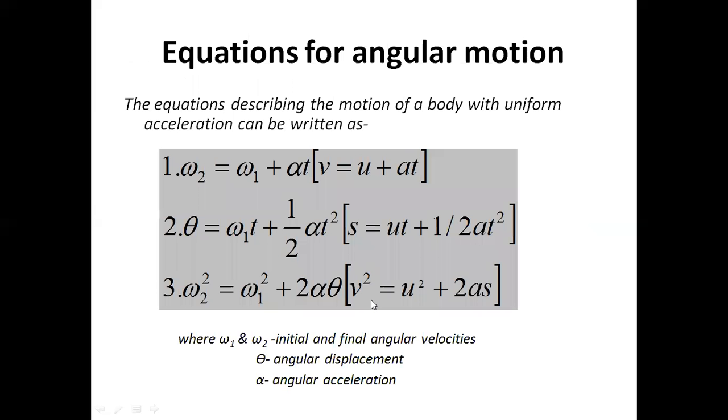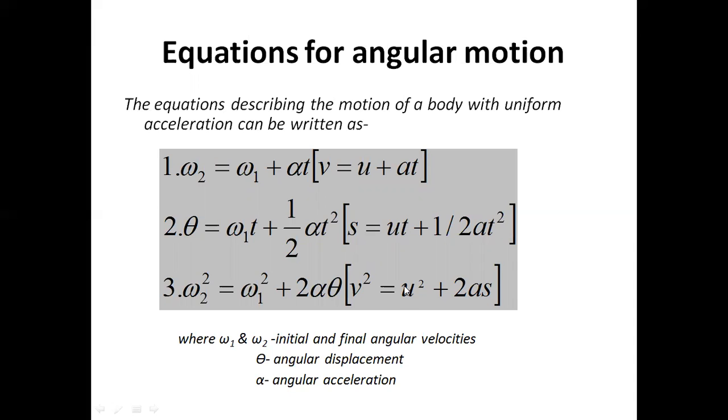Then we shall write the equations for angular motion. Knowing the equations of motion in case of linear motion, we will write the equations for angular motion. The first equation in case of linear motion is v is equal to u plus at. Second is s is equal to ut plus half at square. And the third equation is v square is equal to u square plus 2as. So these are the equations of linear motion.